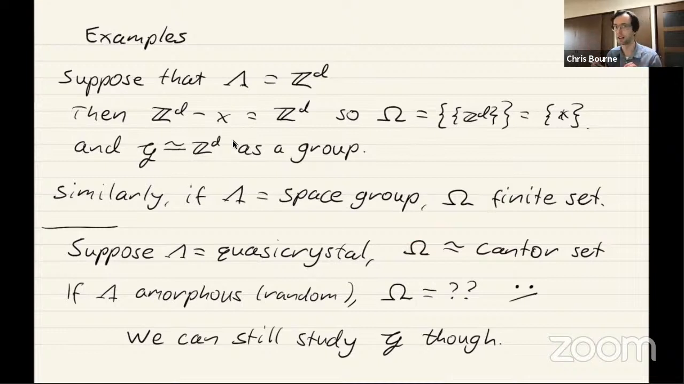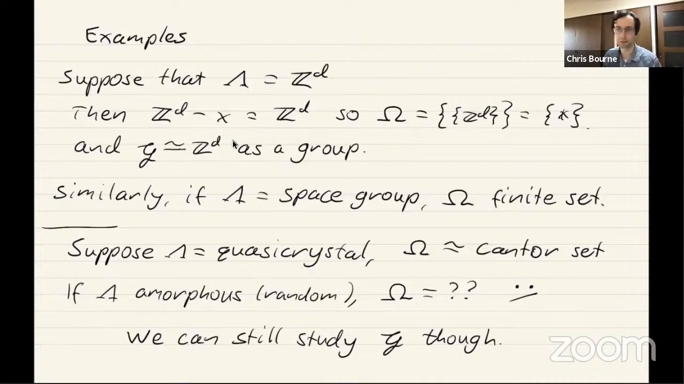It's this sort of nowhere dense closed set where you get it by removing, you take an interval and you take out the thirds and iterate that process. If your set is amorphous, then in general we can't really say much about what this set is, but in some sense it doesn't matter, because we can just study this groupoid G and we still get lots of nice properties regardless of how periodic or aperiodic our initial set was.